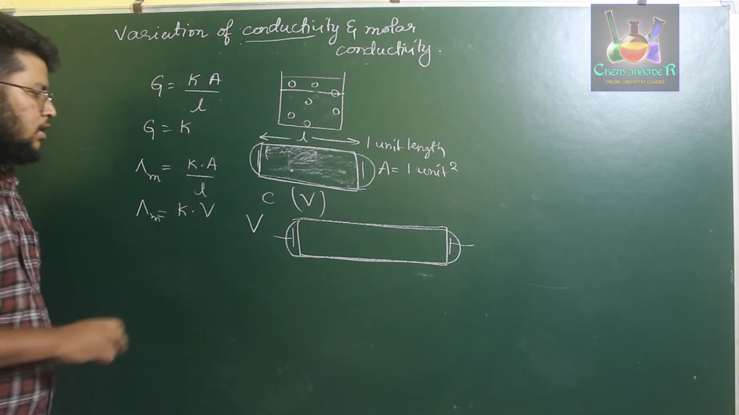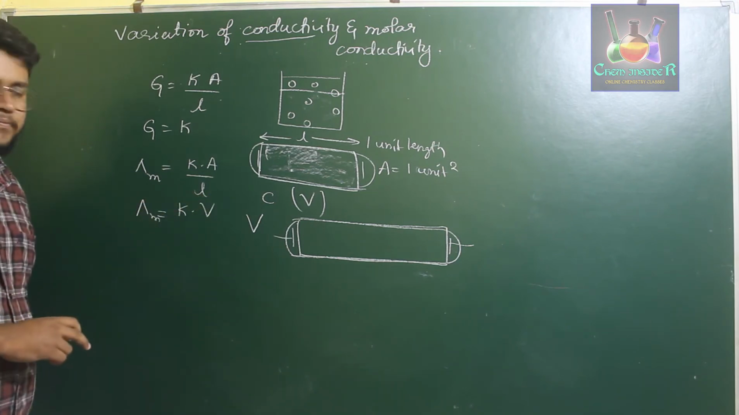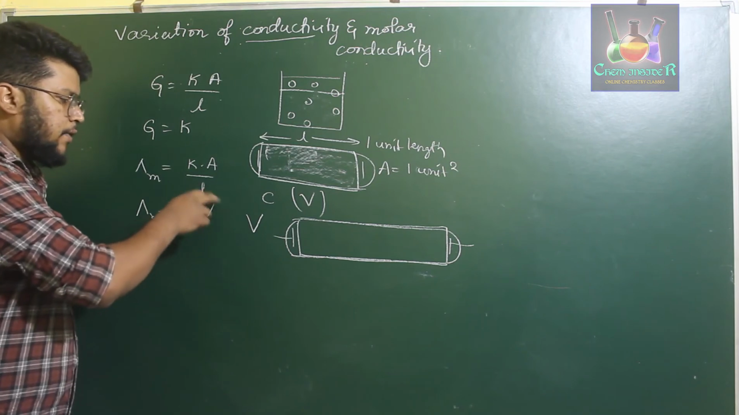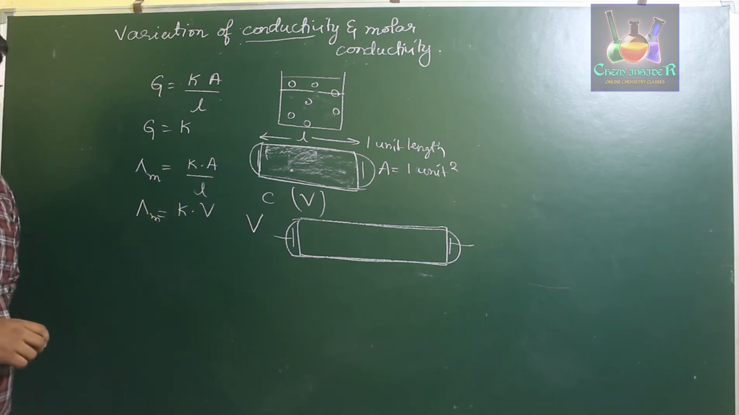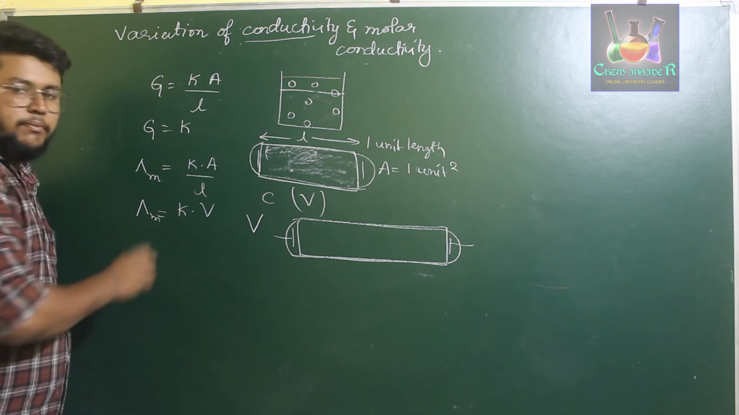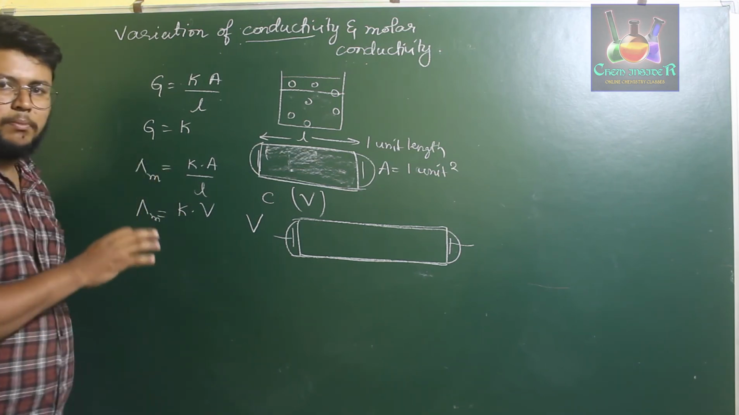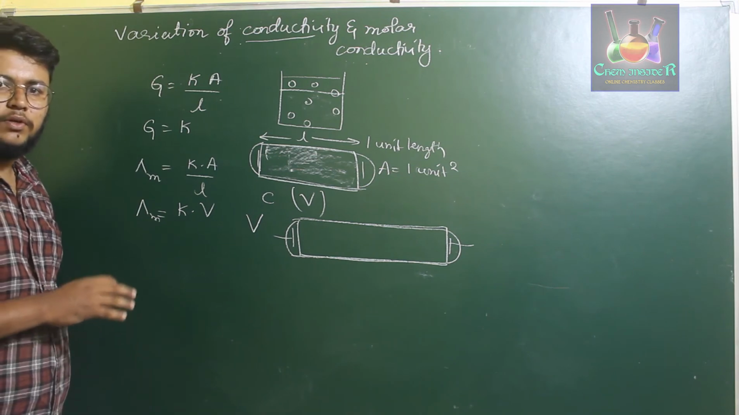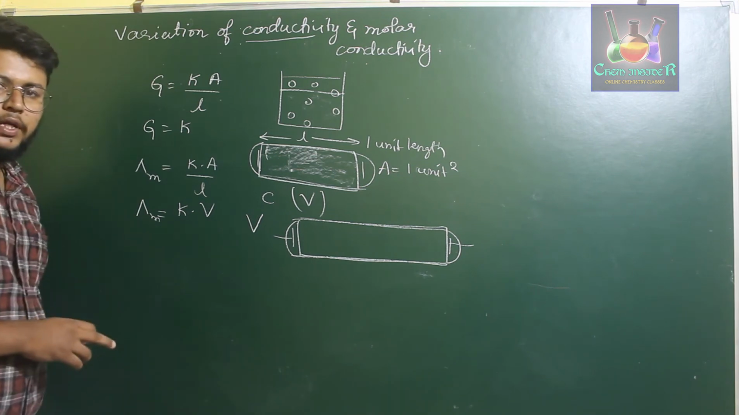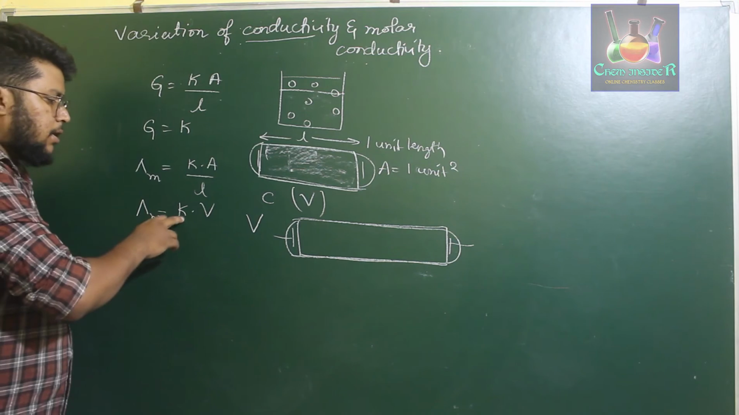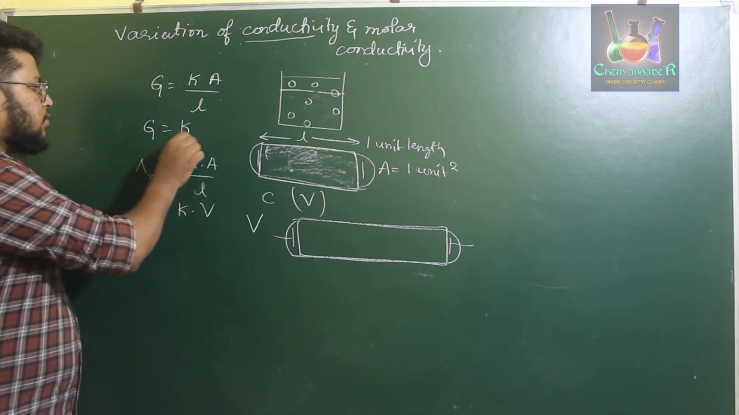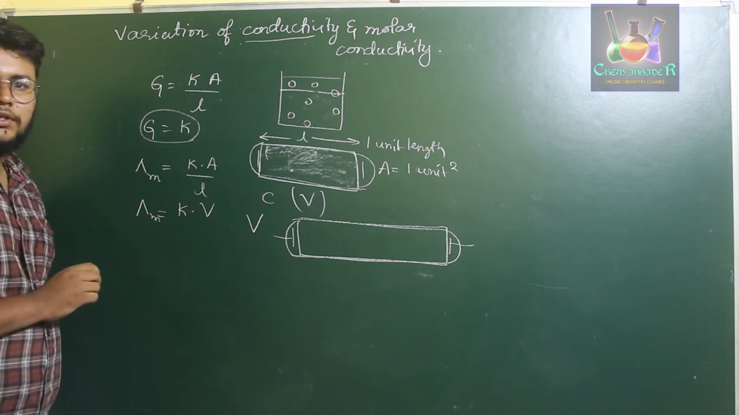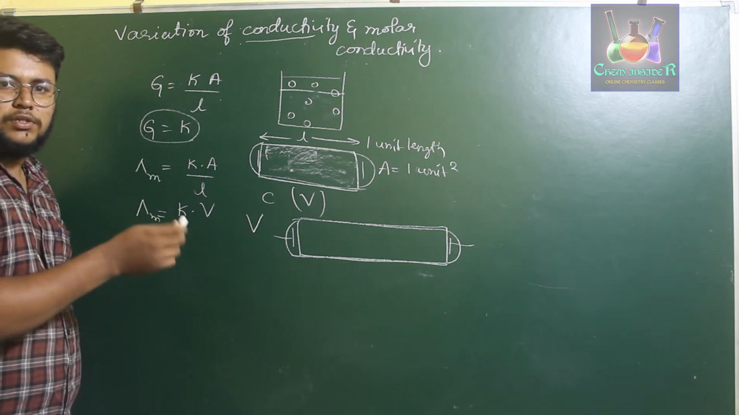That is because L being unit length, A is completely covered by the total volume. What we can say is lambda m will be equal to kappa into V. In this case, it was just kappa. Conductivity was equal to kappa, but molar conductivity lambda m will be equal to kappa into volume of the solution. That means if you consider the dilution of a solution, conductivity decreases with concentration.